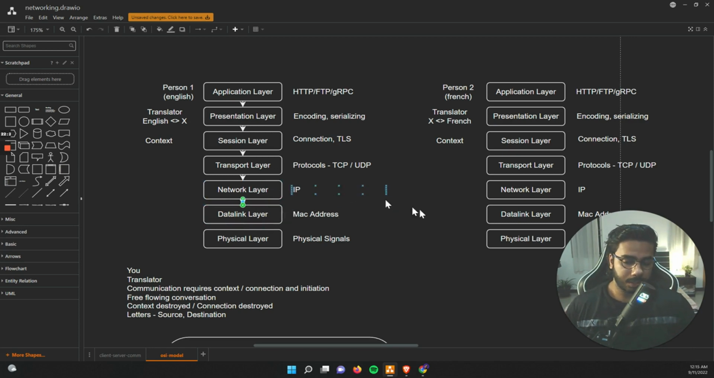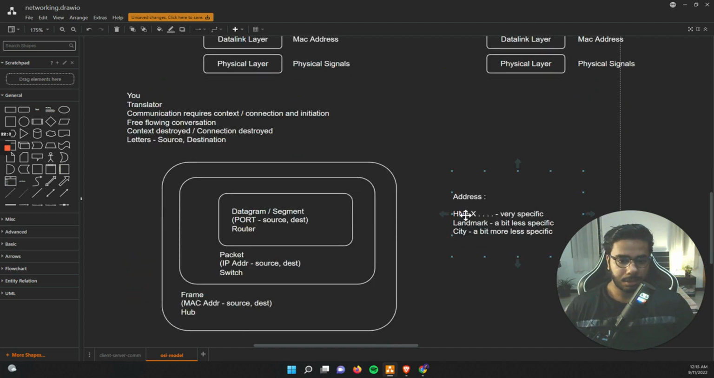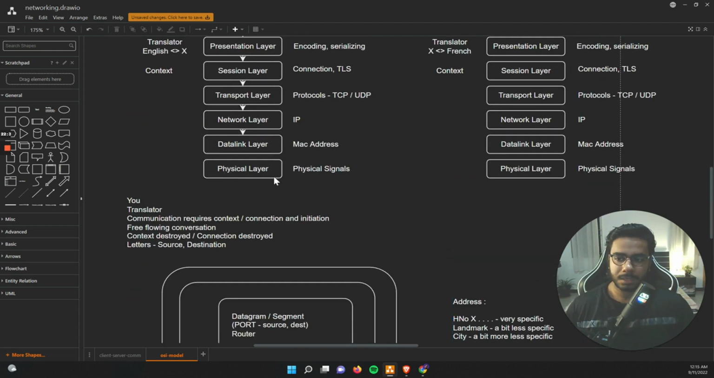It will again add a further layer of packaging with a less specific address, like we discussed here: house number, landmark, and city. Then it would push it to the physical layer, like the outside world, basically electrical signals and stuff. It's converted to electrical signals and pushed on to the destination. So it's consumed by this part of it.